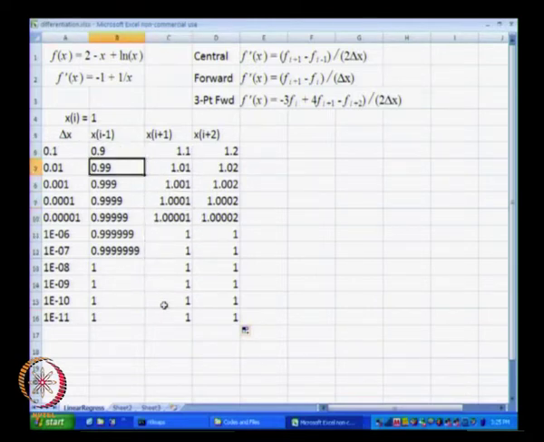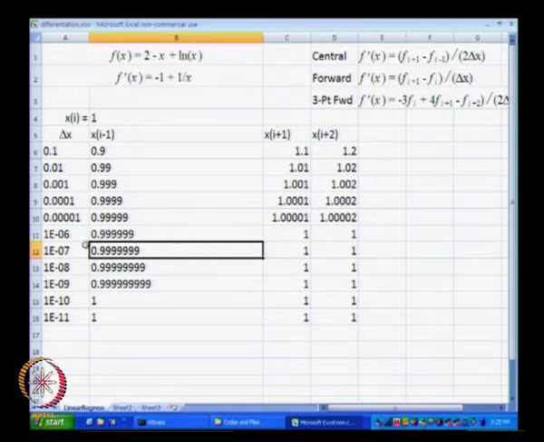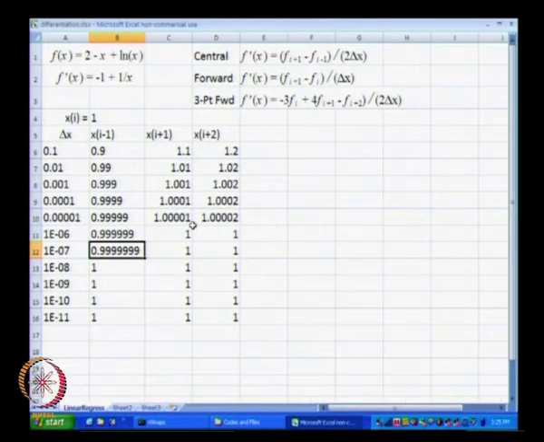Although these values look like 1, 1, 1 over here, it is only because we have not given enough size to those cells. If we increase the size of the cells to this size, we will see that we actually get values other than 1. Now we will also calculate f of i minus 1, f of i plus 1 and f of i plus 2.